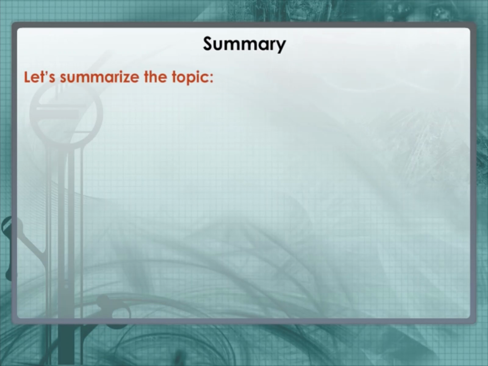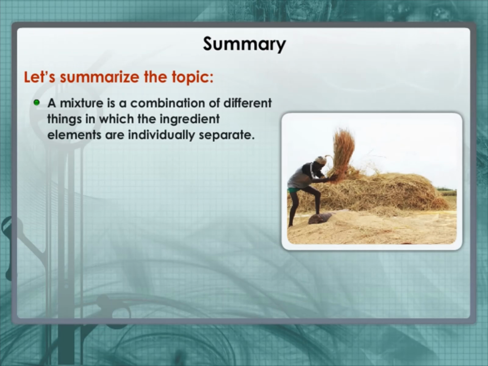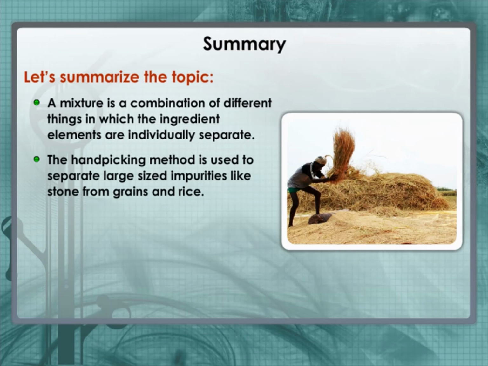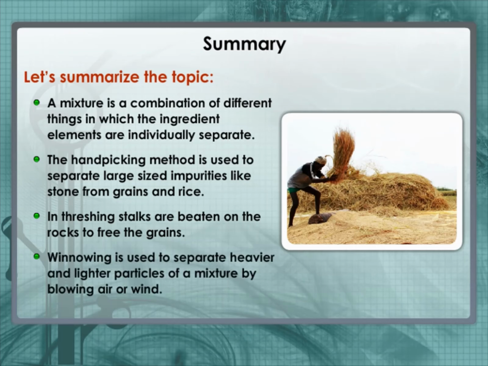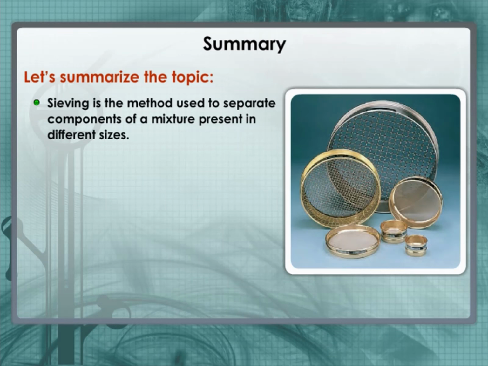Summary. Let's summarize the topic. A mixture is a combination of different things in which the ingredient elements are individually separate. The hand-picking method is used to separate large-sized impurities like stone from grains and rice. In threshing, stalks are beaten on the rocks to free the grains. Winnowing is used to separate heavier and lighter particles of a mixture by blowing air or wind. Sieving is the method used to separate components of a mixture present in different sizes.